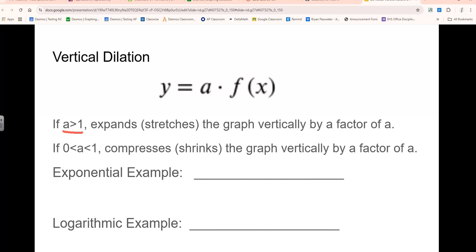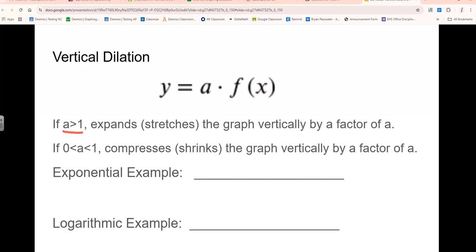Okay. If a is bigger than 1, you're multiplying by a number that's bigger than 1. It is stretching your graph vertically. It's going to make it taller and skinnier looking. If a is between 0 and 1, it shrinks it down. It makes it shorter and fatter.